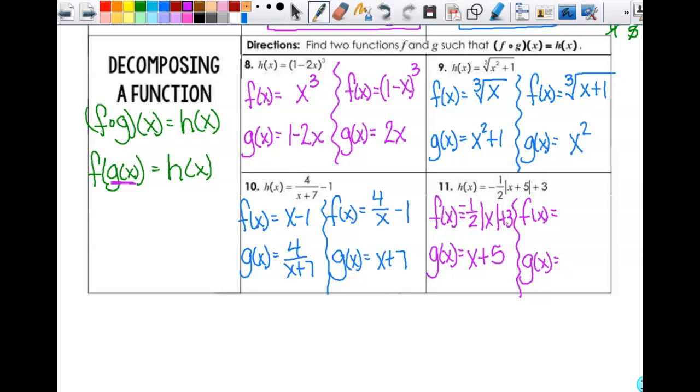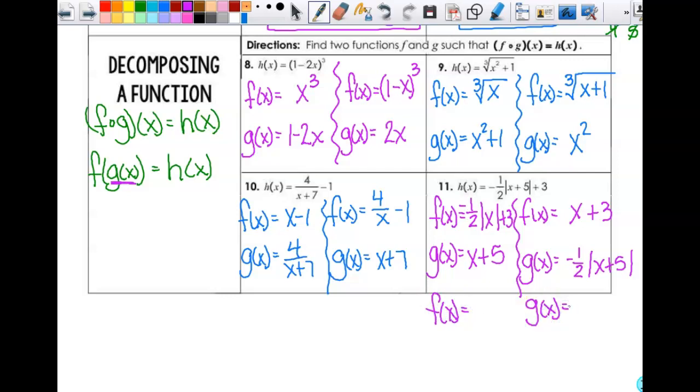What if I said g of x was negative 1/2 absolute value of x plus 5? What would f of x have to be? Yeah, not just a 3, but I'd have to have x plus 3, right? Because I have to have some place to substitute it in. Make sense? And then there's actually one more I want to talk about. We'll have one more down here.